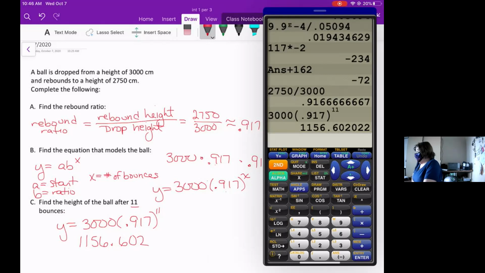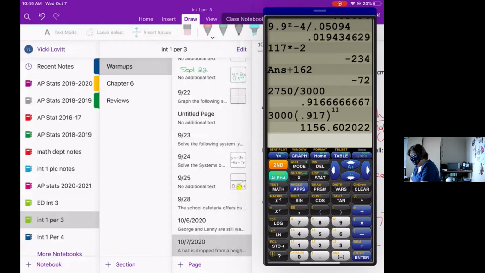So this rebound ratio is an example of something called a geometric sequence, and that's what we're going to look at today. We're going to look at more geometric sequences. All right.